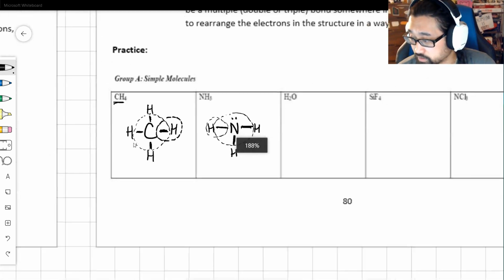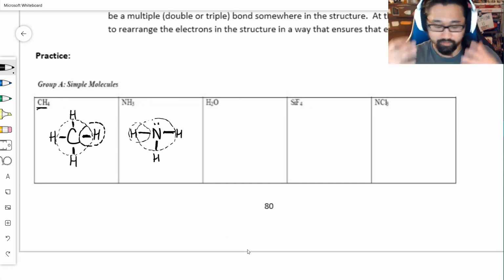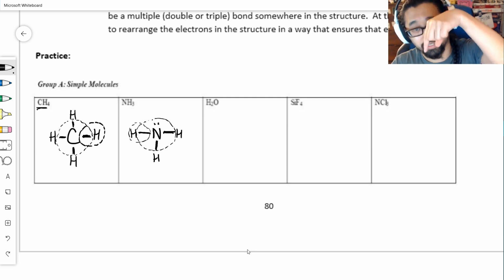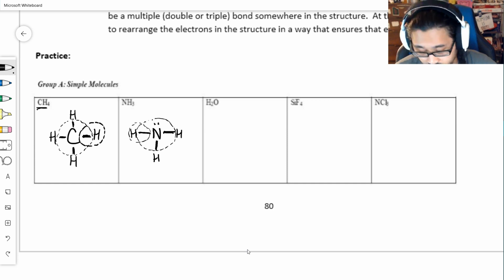What I'd like you to do, right? You can do this after the video. You can do it now. Like pause the video, do this now, submit it online, right? These remaining 3, H2O, SiF4, and NCl3. I want you to try those Lewis structures. Give them a shot. Submit those online.